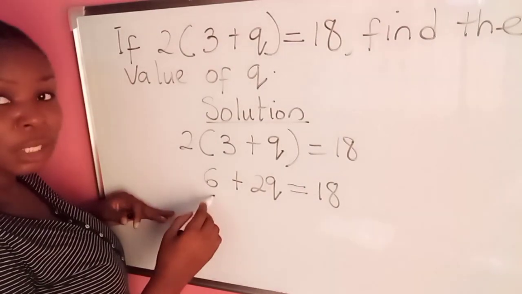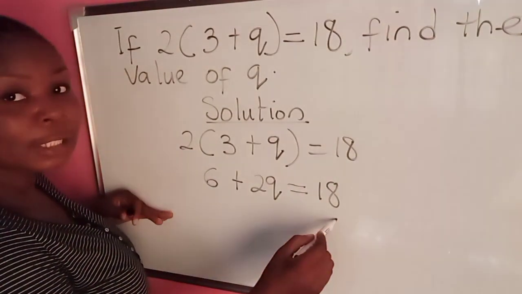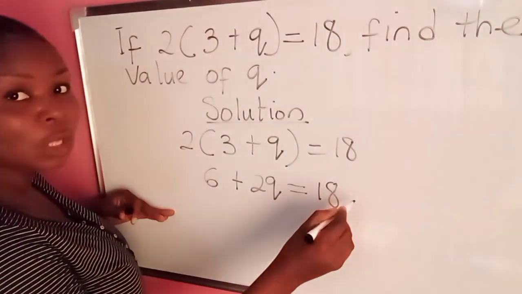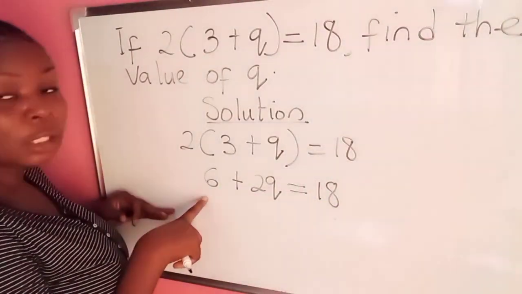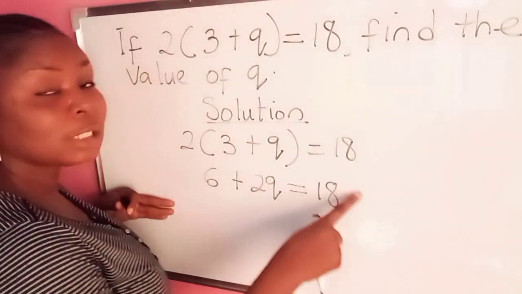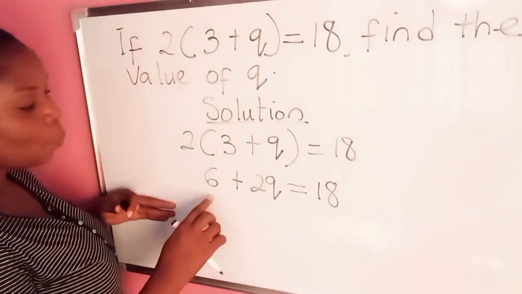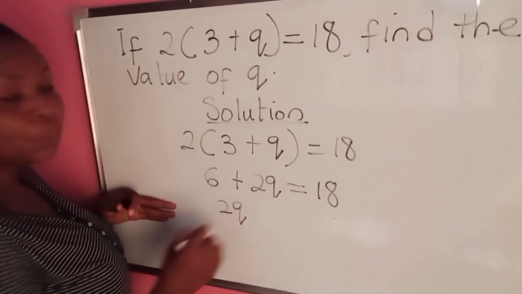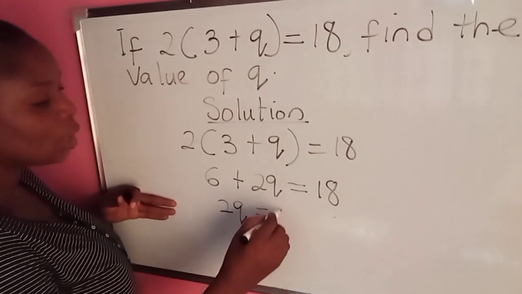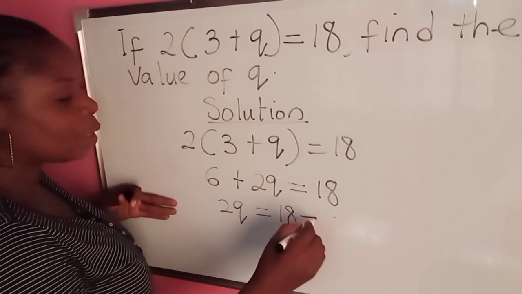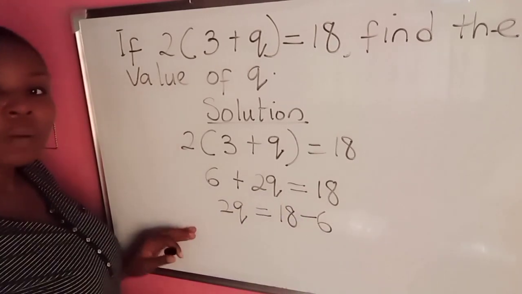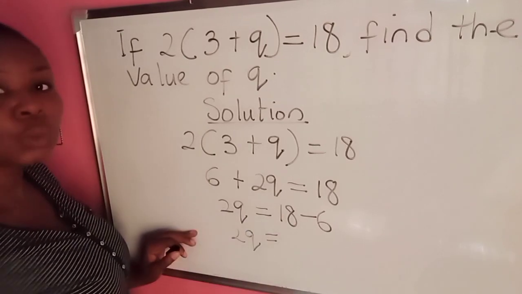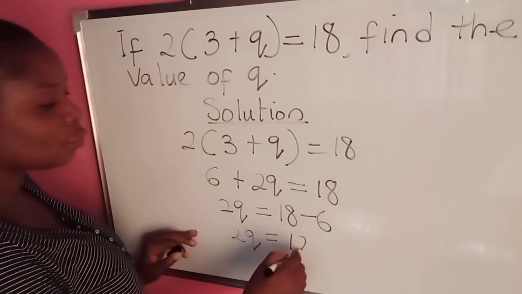That means this 6 we move over to meet 18 on this side. Remember the rules in algebra, the sign will change. This is a positive 6. When it moves over to this side, it becomes a negative 6. So we're going to have on this side 2q equal to 18 minus 6. All right? So 2q is equal to 18 minus 6, that's 12.